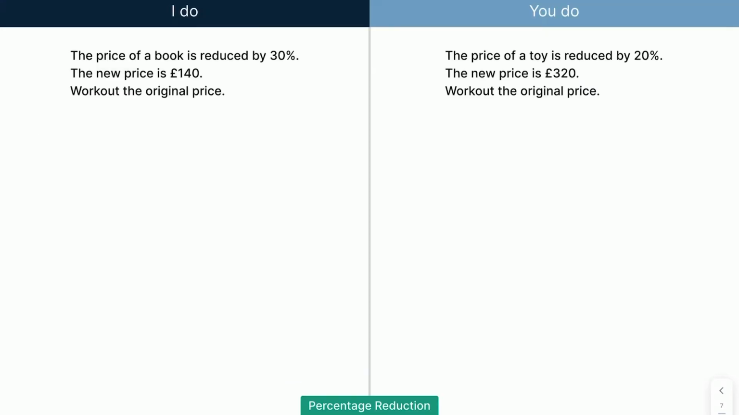So the way my videos work, I'm going to do the example on the left, which is I do, you are then going to press pause, and I've got the example on the right, which is you do.